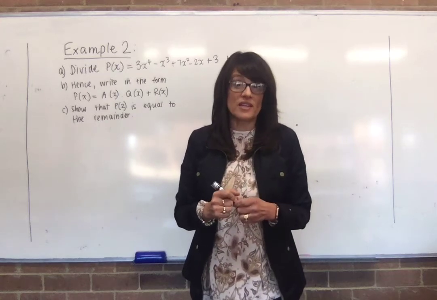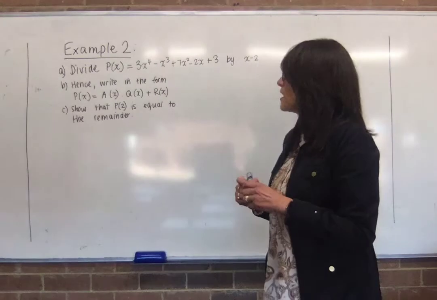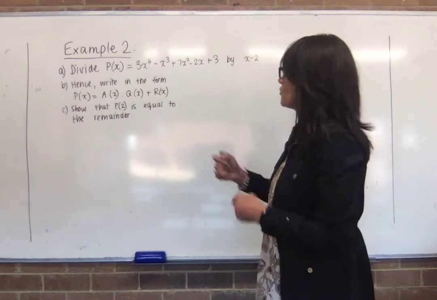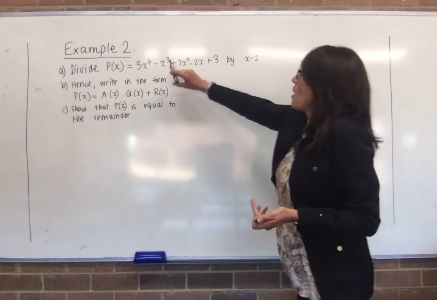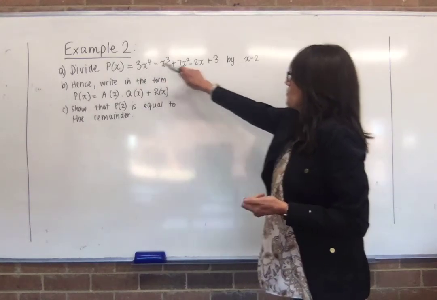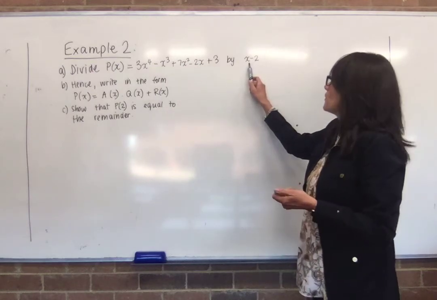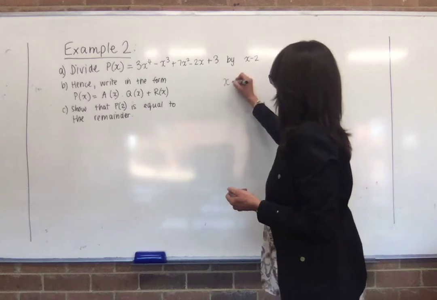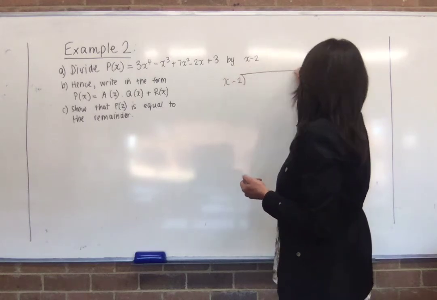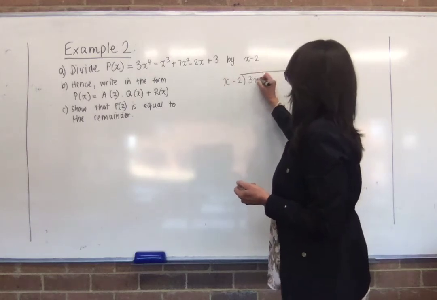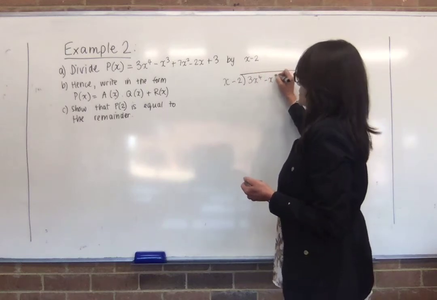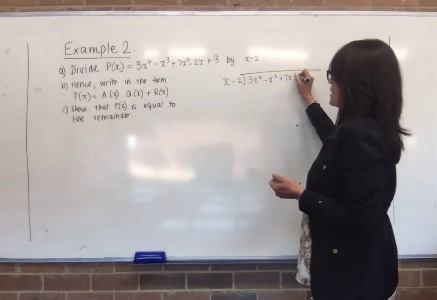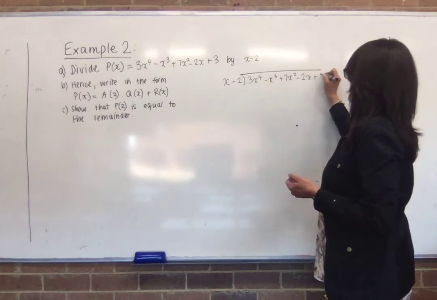Okay, let's have a look at another example of applying long division and dividing a polynomial by another. So let's take this polynomial here and divide it by the binomial x minus 2. Let's set it up as we did previously: x minus 2 into 3x to the power of 4 minus x cubed plus 7x squared minus 2x plus 3.